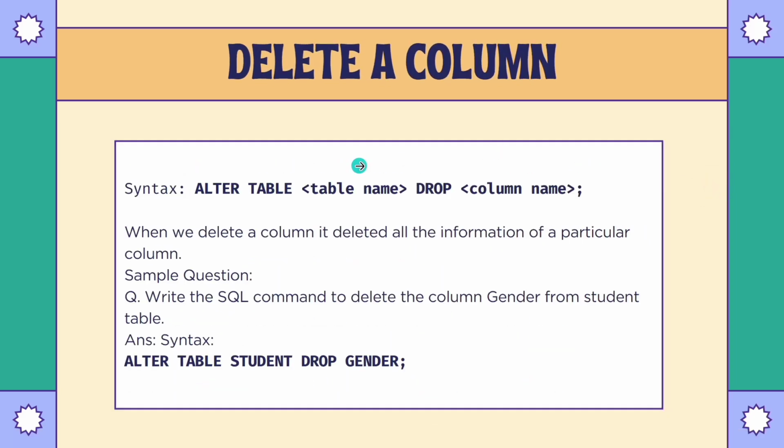So let's move to the next topic: how to delete a column. To delete a column we will use the drop clause or drop command. The format is alter table, table name, drop, then the column name. You remember when we are adding a new column we have to mention the data type and size, but while we are deleting a column, we have to mention only the column name. We don't have to mention the size and data type.